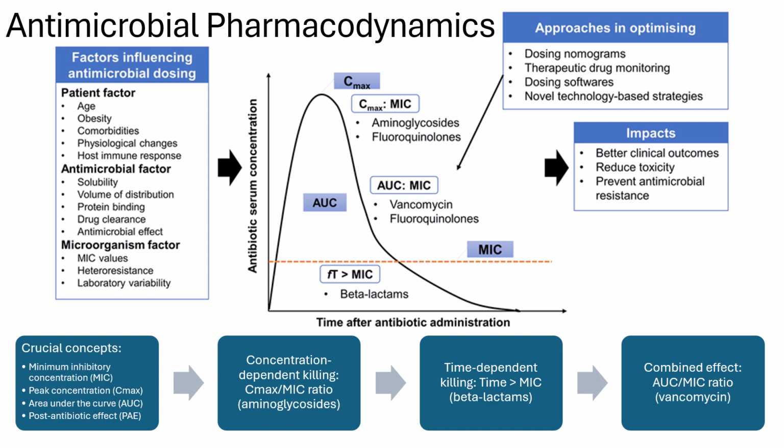Different antibiotics work in different ways. Aminoglycosides like gentamicin demonstrate concentration-dependent killing, where efficacy relates to the peak concentration relative to MIC. Beta-lactams like ampicillin show time-dependent killing, where efficacy depends on how long concentration remains above the MIC. Vancomycin combines both effects, where efficacy relates to AUC-MIC ratio. Understanding these patterns guides dosing strategies.